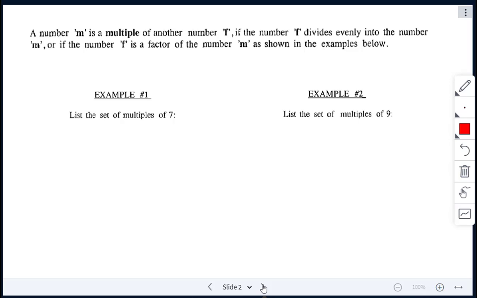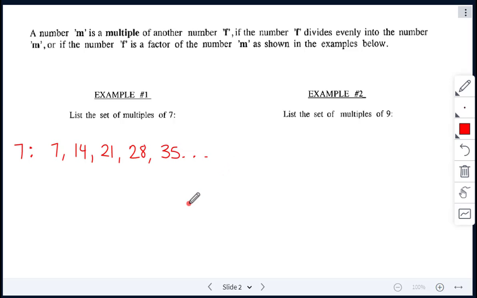That's a very confusing definition. But the set of multiples of 7, for example, is just like the multiplication tables. If we were looking for the set of multiples of 7, you would just start by multiplying 7. 7 times 1, which is 7. 7 times 2, which is 14. 7 times 3, which is 21. 7 times 4, 28. 7 times 5, which is 35, and so on. It will keep going. Right? So multiples will continue forever.